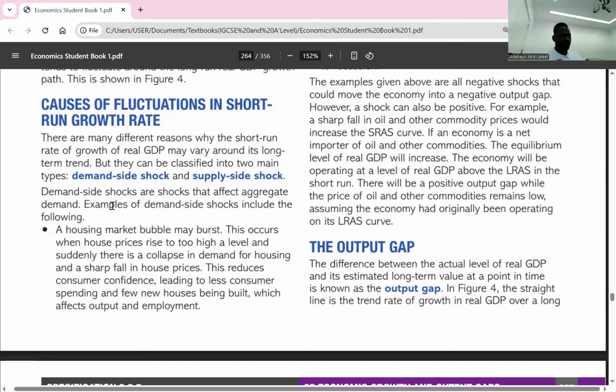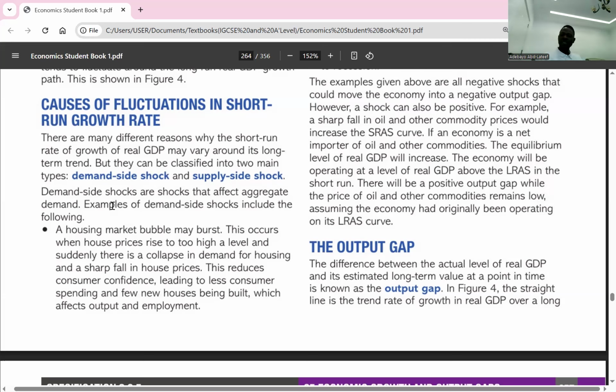We know what a market bubble is already, based on speculation. Here they said a housing market bubble occurs when house prices rise to too high a level and suddenly there is a collapse in demand for housing and a sharp fall in house prices. This reduces consumer confidence, leading to less consumer spending and fewer new houses being built, which affects output and employment. So one of the reasons why we could have demand side shock is a market bubble, making an example of a housing market.